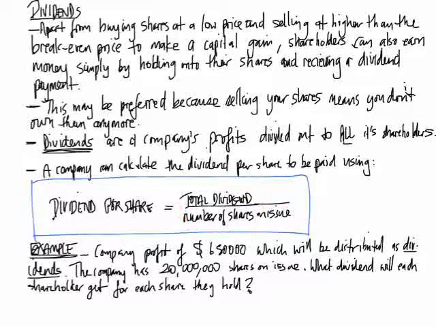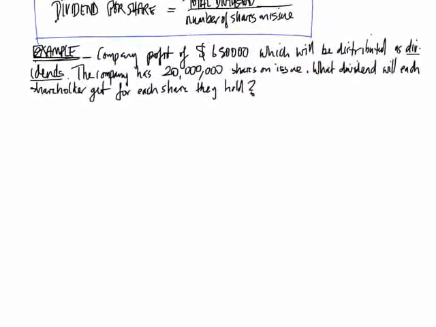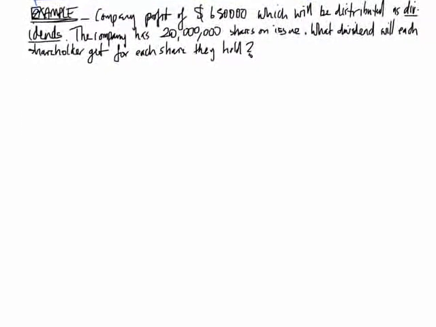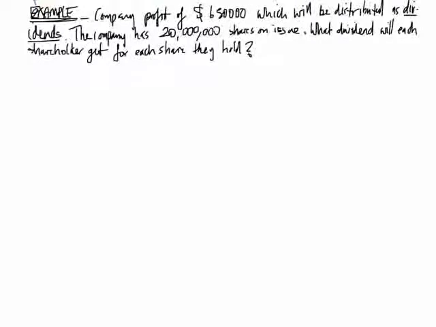So that brings us to the example down here, which is a company making a profit of $650,000. And they decided it'll all be distributed as dividends. And the company has 20 million shares on issue. That's not 20 million different people. That's just 20 million shares that the company has decided will be divided up into, and people could own more than one of those. So what dividend will each shareholder get for each share that they hold?